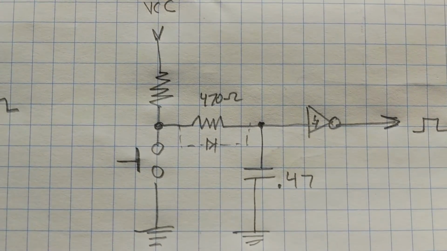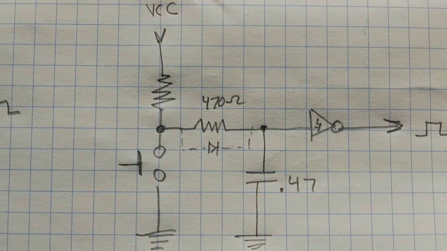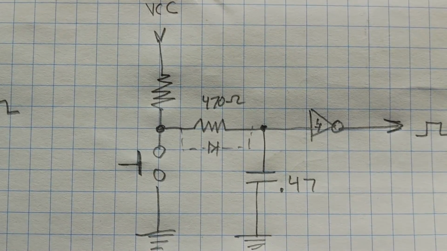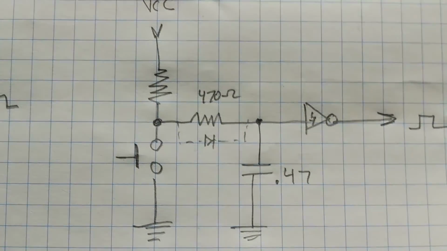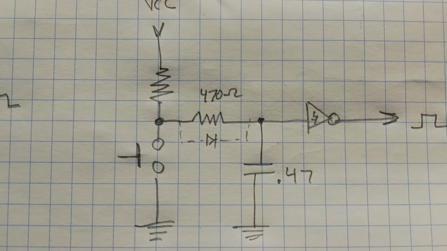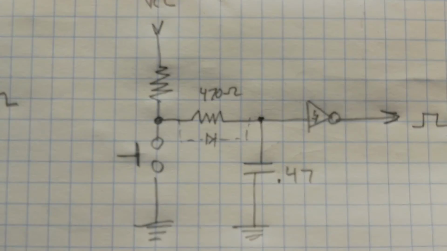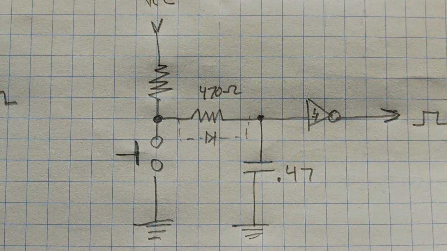I'll still put a diode across the 470 ohm resistor, so the charge time to the capacitor will be fast, but the discharge through the switch will be through the 470 ohm resistor. So that's basically the same circuit, except it just uses another component for the switch contacts.